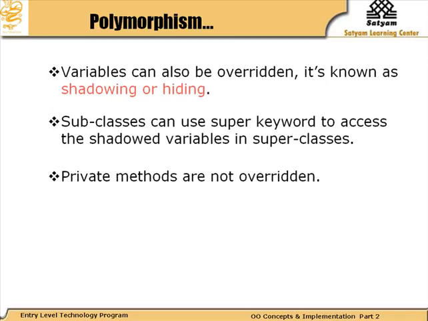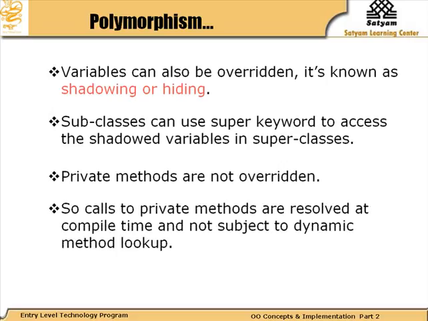Private methods are not overridden. As private methods are not available for the derived classes, they cannot be overridden. So, calls to private methods are resolved at compile time and not subjected to dynamic method lookup.